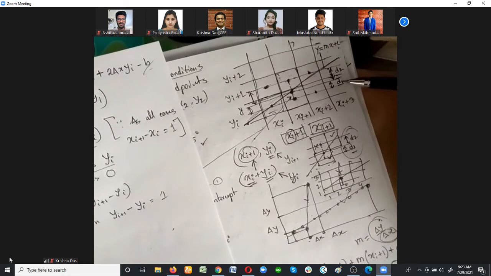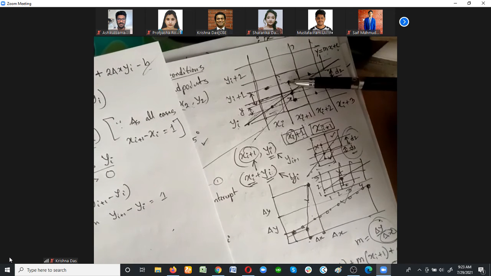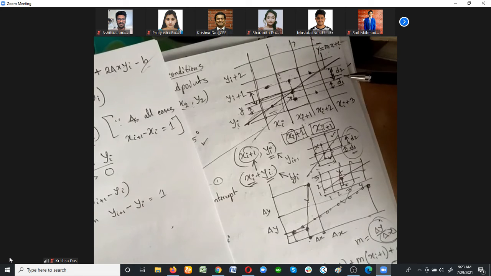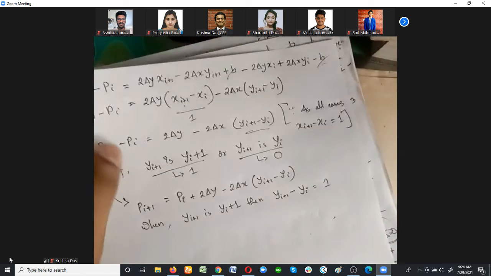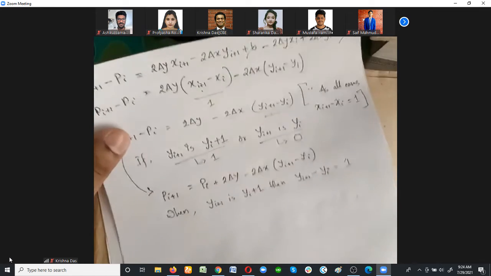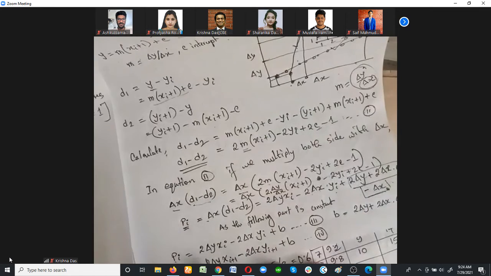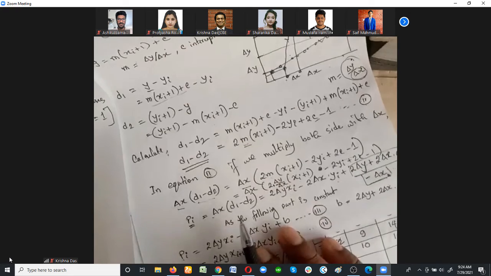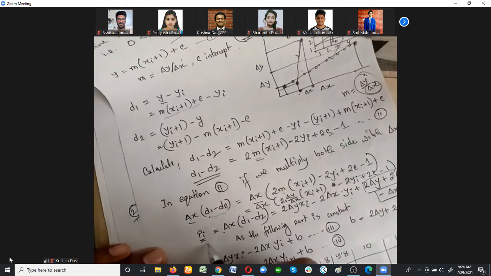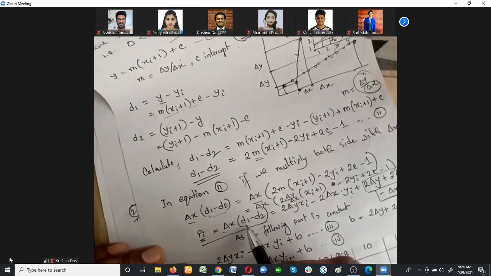So definitely d1 is bigger than d2, right? If we consider this one, if d1 is bigger than d2, then the equation becomes positive, right? That means the value is greater than 0. Then this equation pi is actually that equation pi that we have considered here, where pi becomes greater than 0, isn't it, when d1 is bigger.